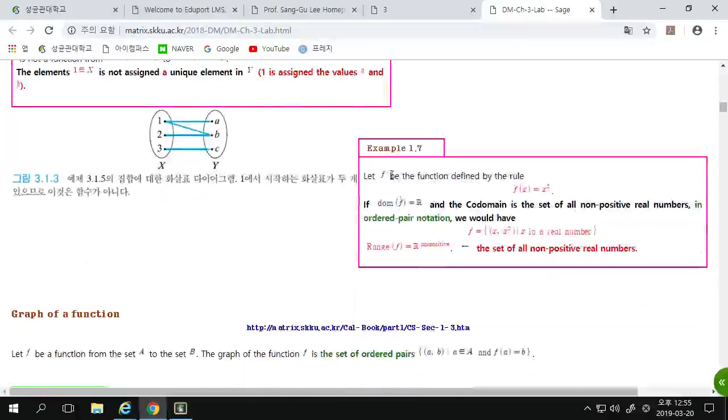Next, f(x) = x squared, where the domain of f is the whole set of real numbers.